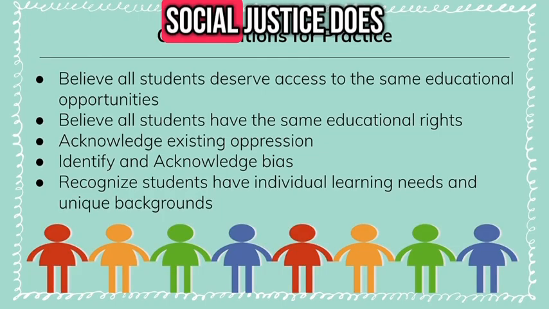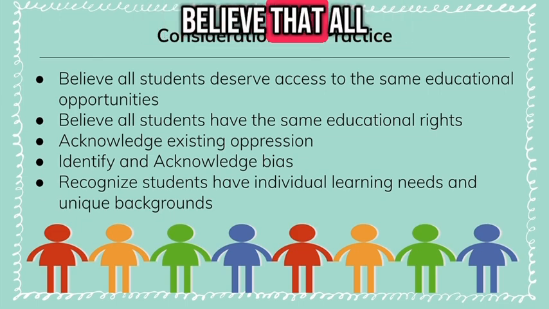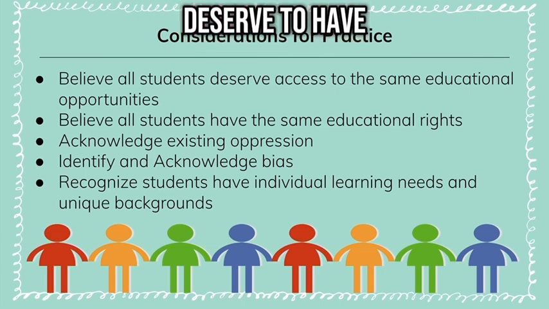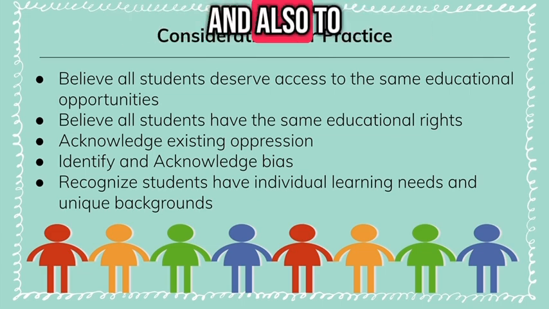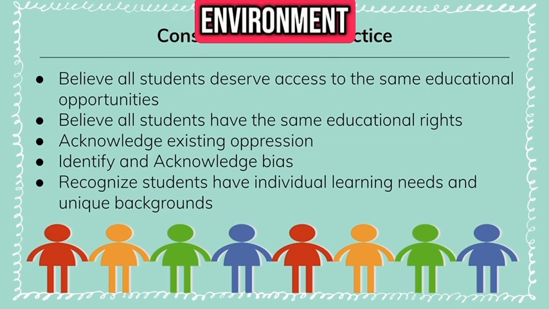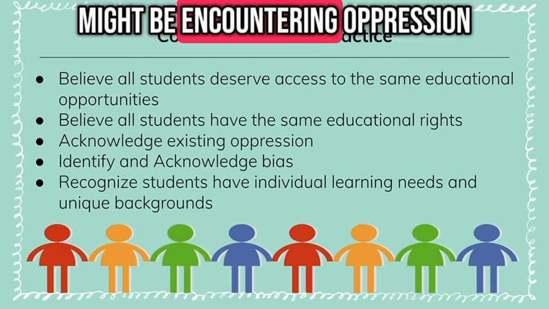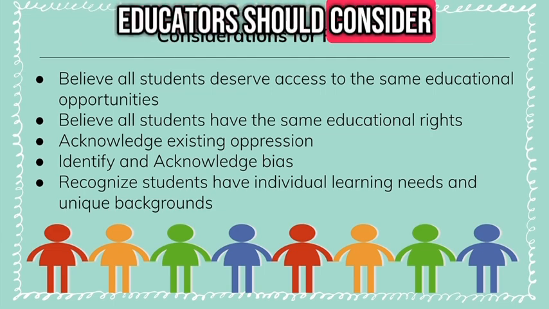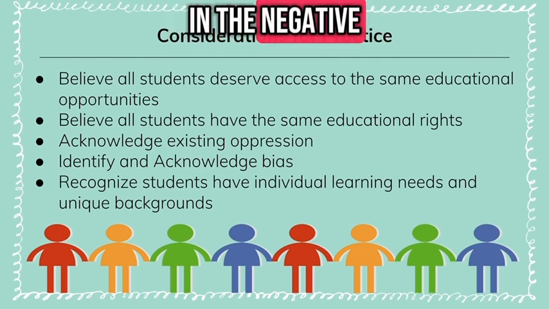To ensure that social justice does exist in the classroom, educators need to believe that all of their students deserve to have access to the same educational or learning opportunities, and also to ensure that all the students hold the same rights in the learning environment. Educators should also hold the understanding that their students might be encountering oppression.